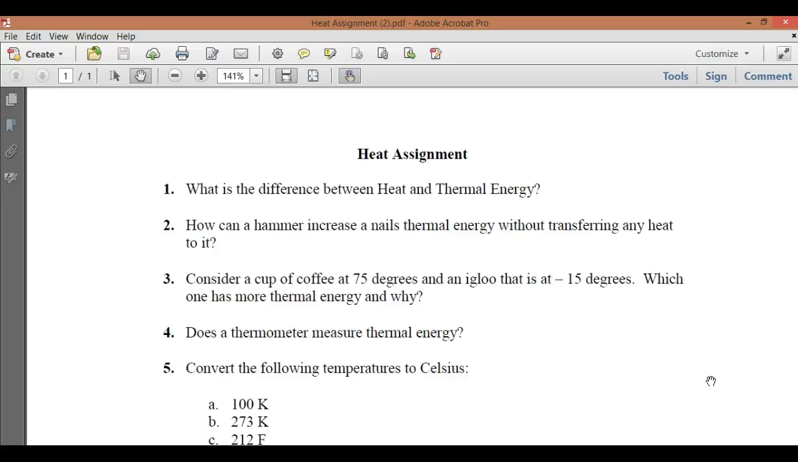Does a thermometer measure thermal energy? No, it only measures one part of thermal energy. The part of thermal energy that it measures is how fast those particles are moving. Measuring one part isn't the same as measuring the whole thing.